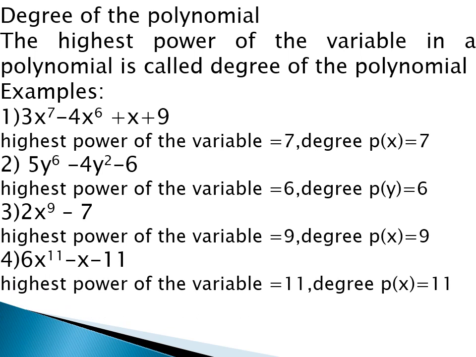Now the last example, 6x raised to 11 minus x minus 11. Tell me what is the highest power here? The highest power is 11. So the degree of this p of x equals 11. So the classification is to be done based on the degree. I think you understood now what the degree is: the highest power of the variable in a polynomial is called the degree of the polynomial.